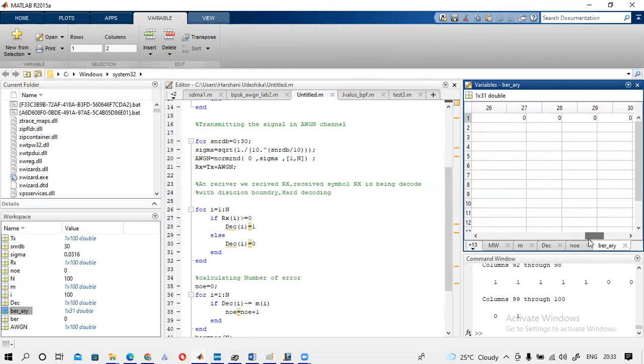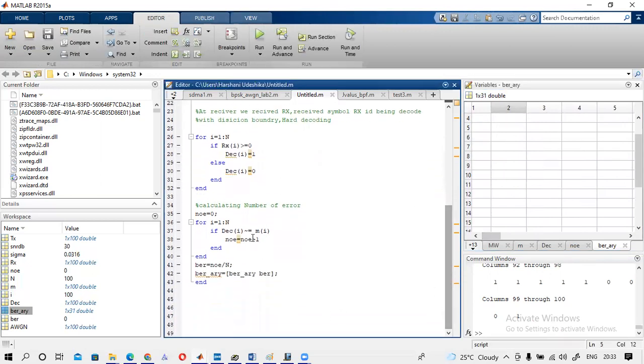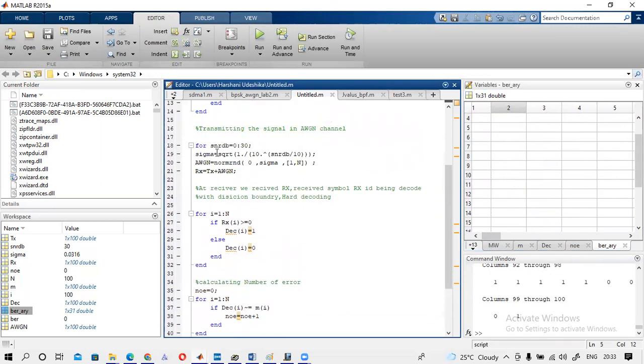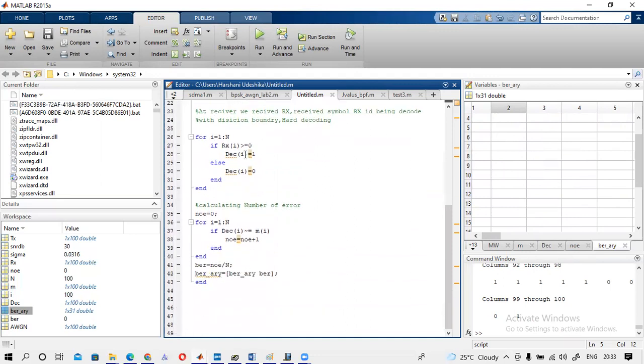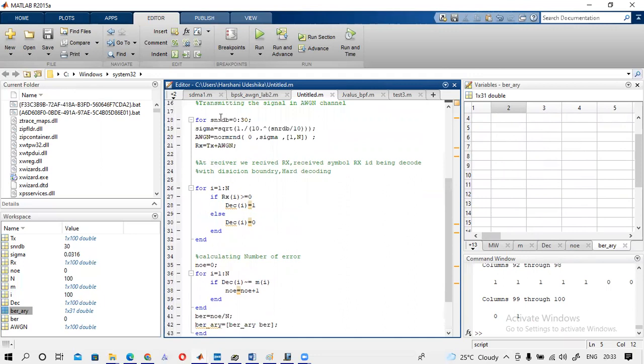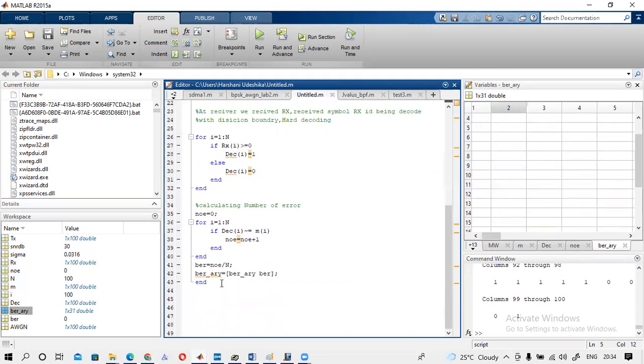Now you have that bit error rate array, corresponding to 0 to 30 SNRdB values. Now you can plot it, but the problem is that we are running SNRdB in a for loop, so SNRdB will not generate an array. So we have to generate the array here.